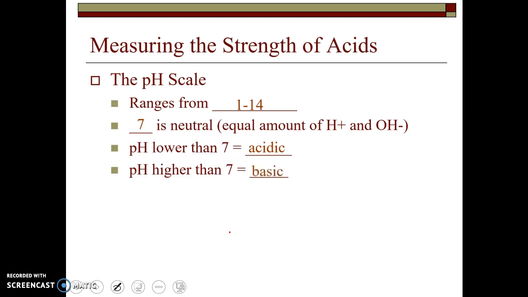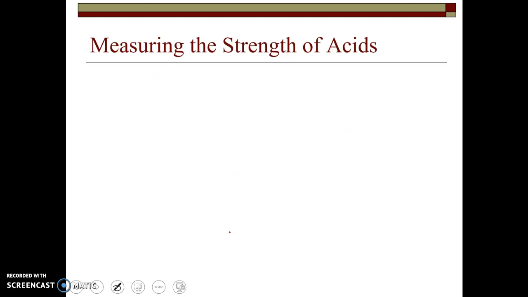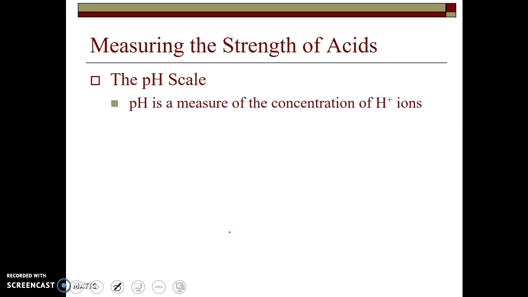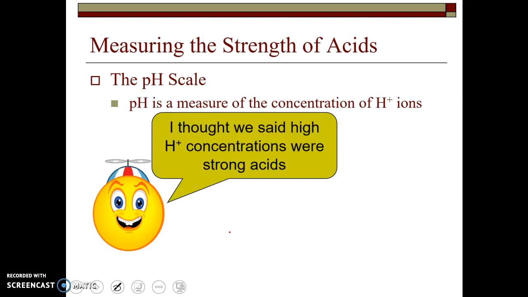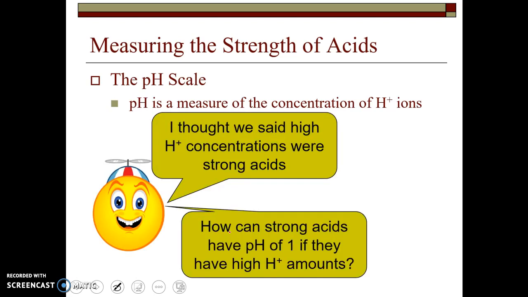And the farther you are away from 7, the stronger you are. 1 is the strongest acid. So the lower the pH, the stronger the acid. And, of course, the higher the pH, the stronger the base. Now, just a little bit of info about the pH scale. It's a little bit confusing. Why does it go from 1 to 14, and why is it backwards? Well, one thing is it's a measure of the concentration of hydrogen ions.